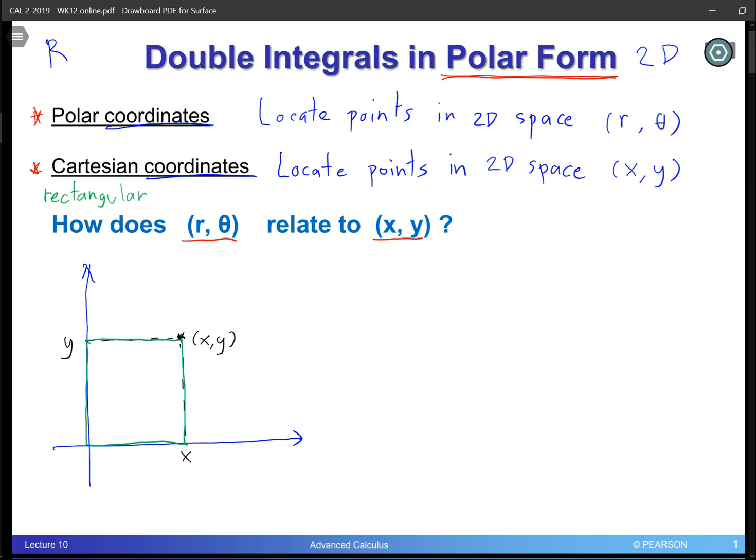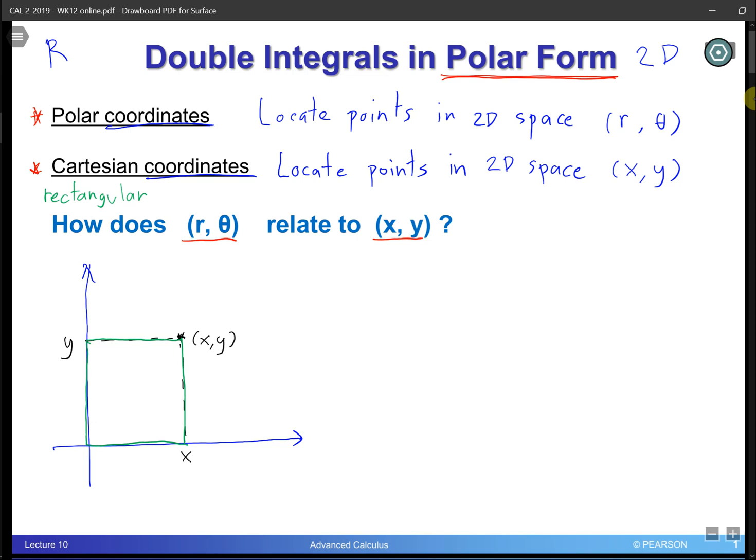Okay, so we have this geometric shape to locate this point. But using rectangular is not the only option here. Well, you can get creative. I want to use some other shape. I want to use maybe a circle. Let's do that. Instead of having this rectangle, I have a circle instead.